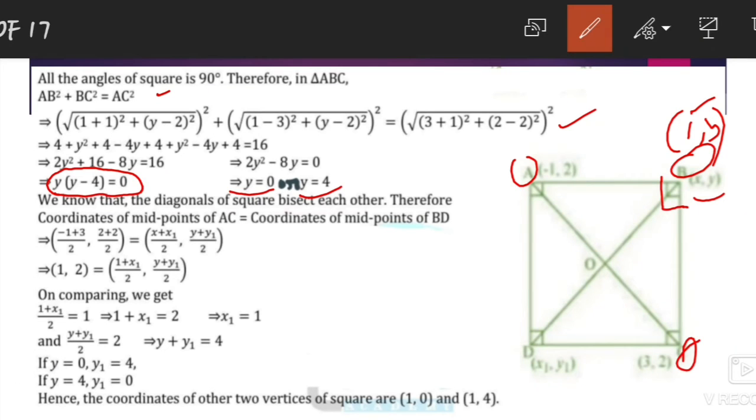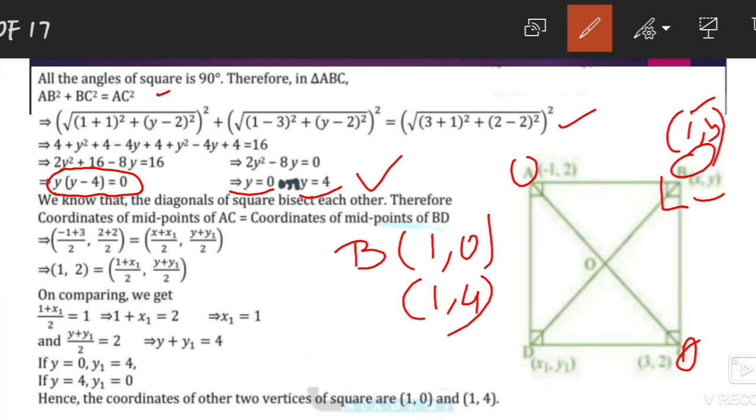So from here you are getting two values of y: y equals 0 or y equals 4. That means you can see that the coordinate of B can be two points. One is 1 comma 0 when you are considering y equal to 0, and it can be 1 comma 4 when you are considering y equal to 4.